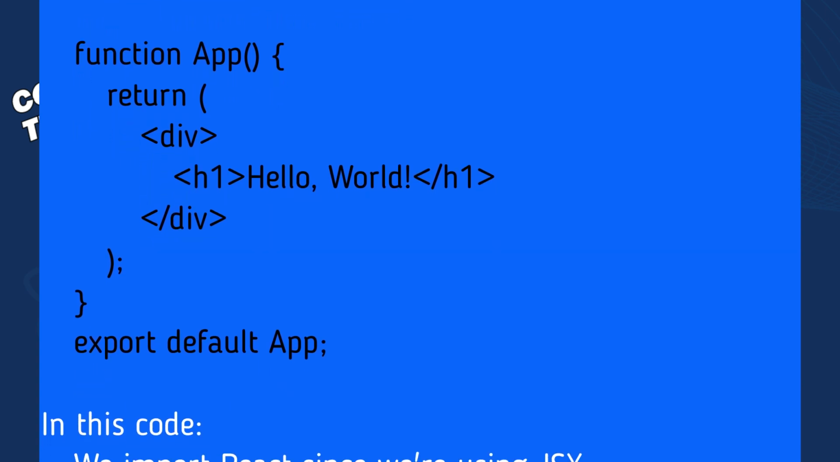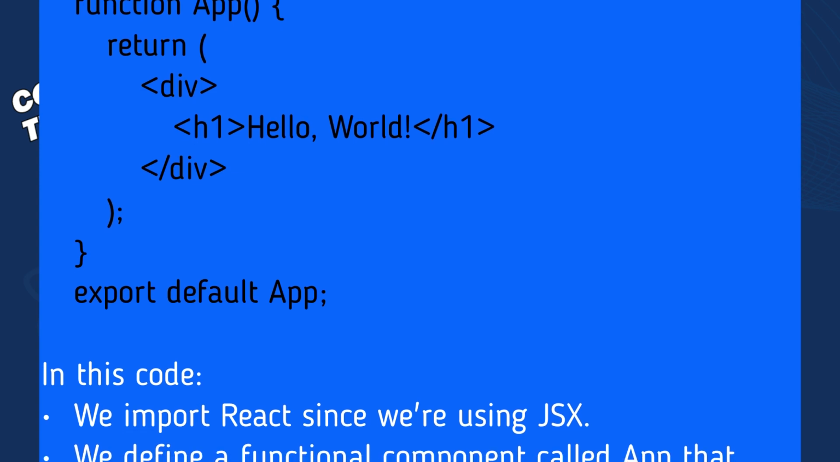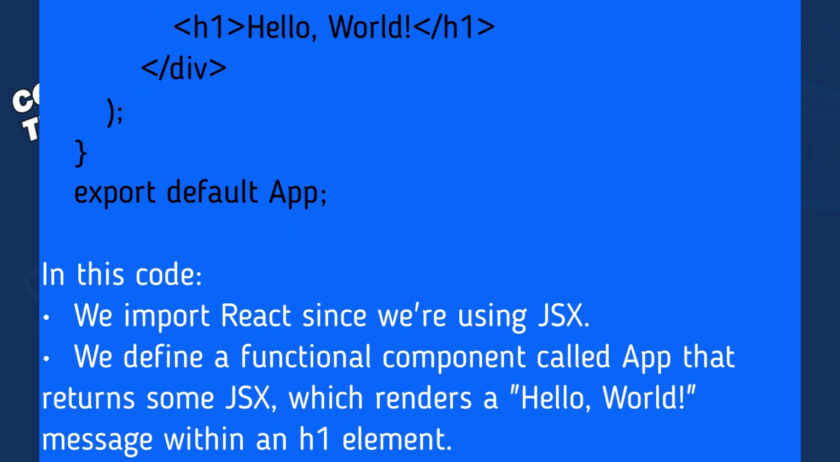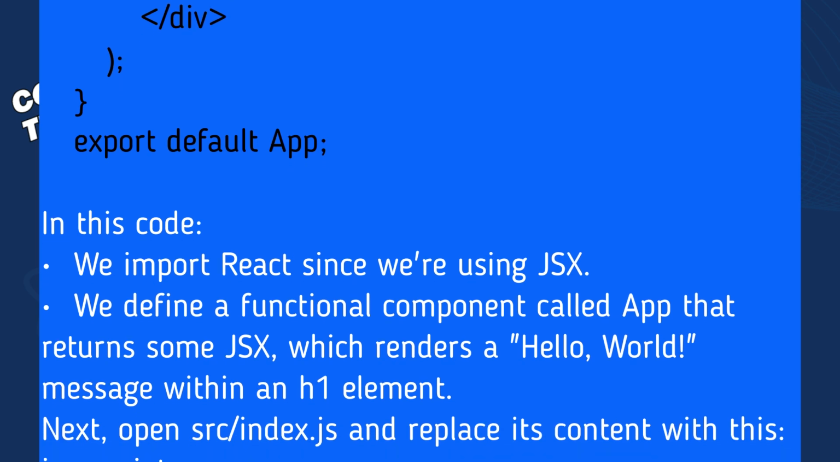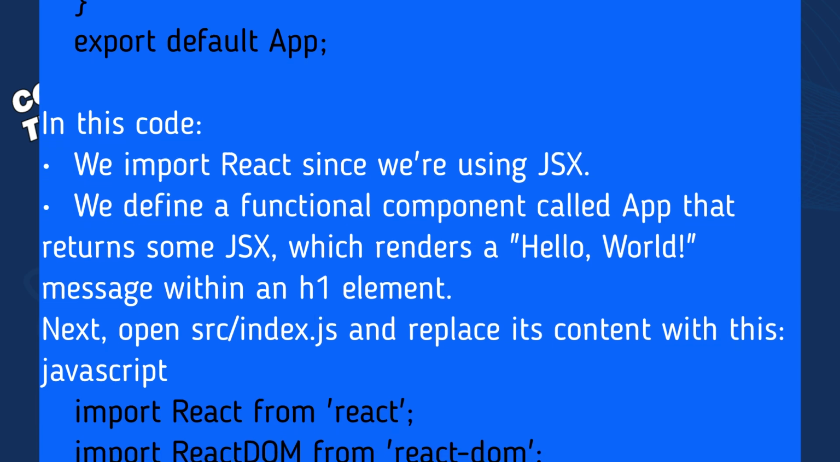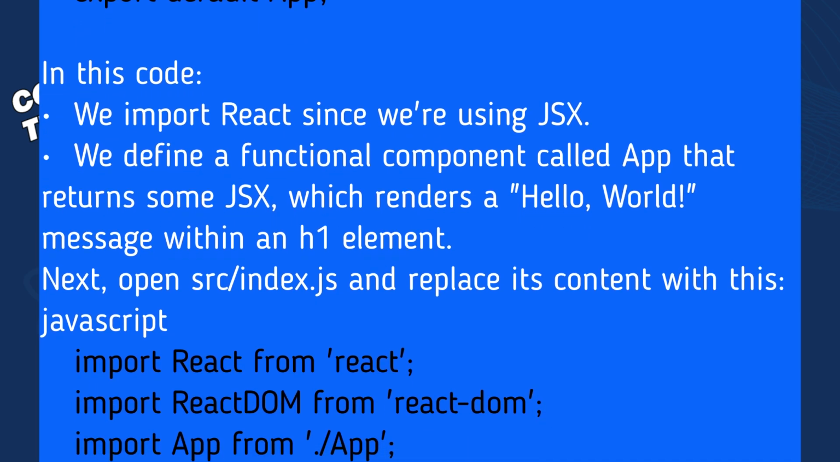In this code, we import React since we are using JSX. We define a functional component called App that returns some JSX, which renders a Hello World message within an h1 element. Next, open src/index.js and replace its content with this.